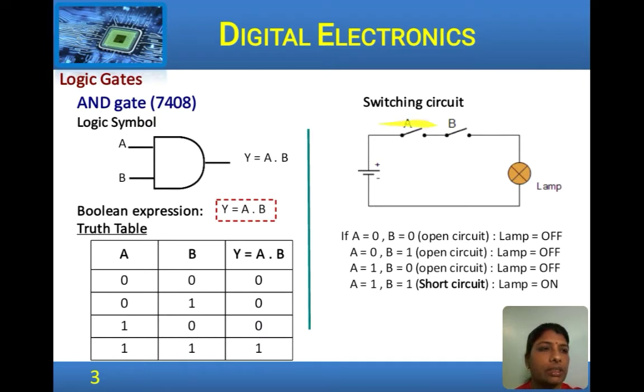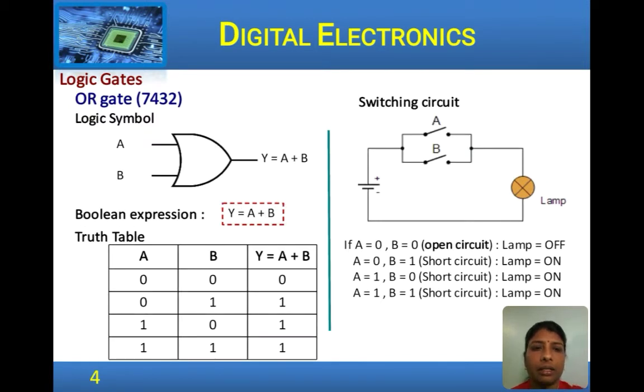Looking into the switching circuit, we can clearly see if A is closed, that is A is 1 and B is 0, the circuit is not closed, so the lamp does not glow. Only when both A and B are closed, that is A is 1 and B is 1, the lamp glows or lamp is on. So only when A and B are both ones, the output is 1. For multi-input AND gates, only when all the inputs are 1, the output is 1.